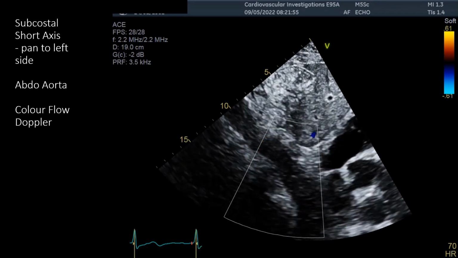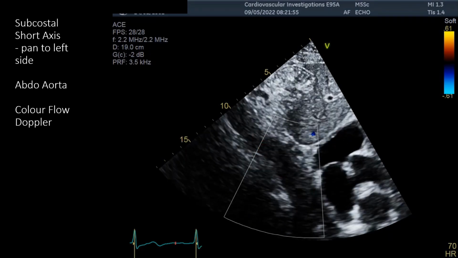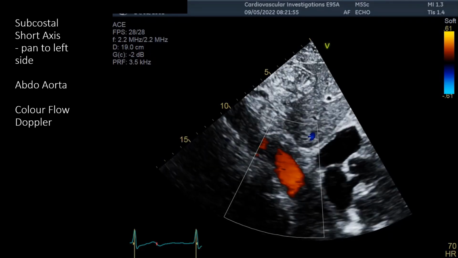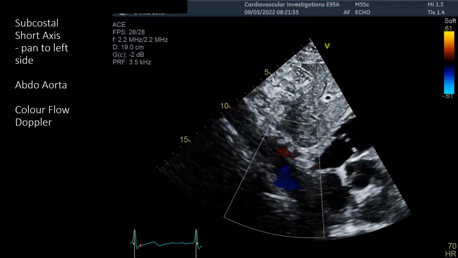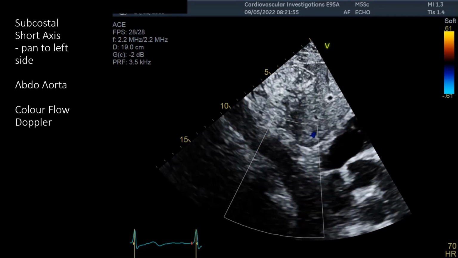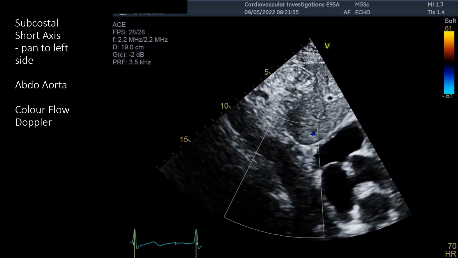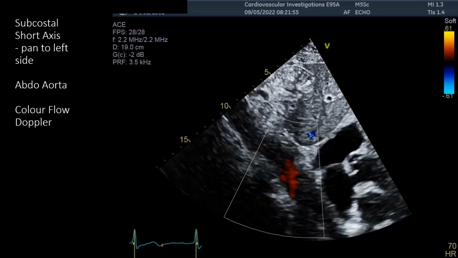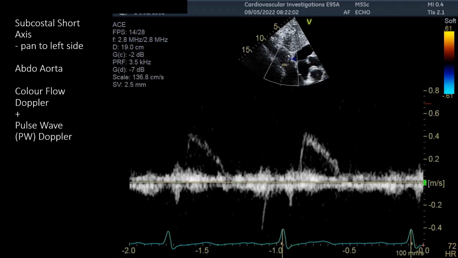Lying slightly medial to the IVC, we can identify the descending thoracic aorta, abdominal aorta, and see the pulsatile blood flow within it. And we can use pulse wave Doppler to interrogate that blood flow. In cases of severe aortic regurgitation, there can be retrograde flow occurring in the abdominal aorta.